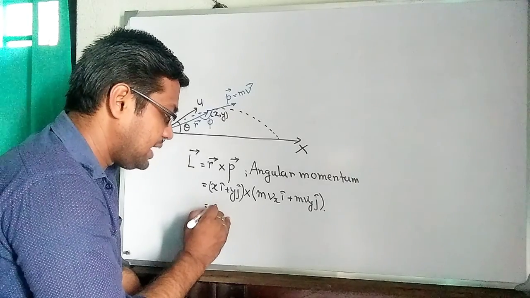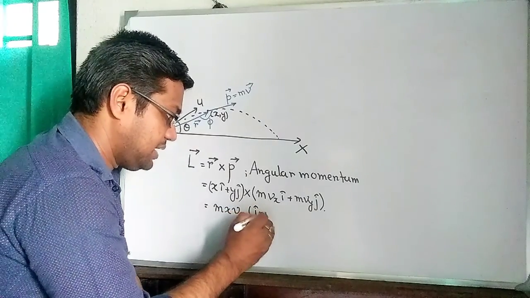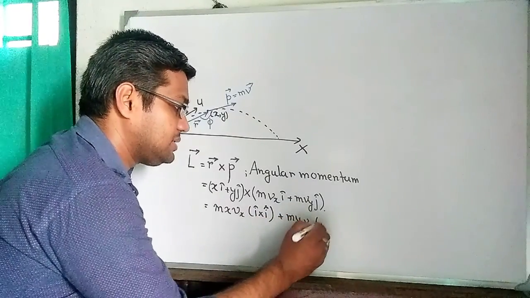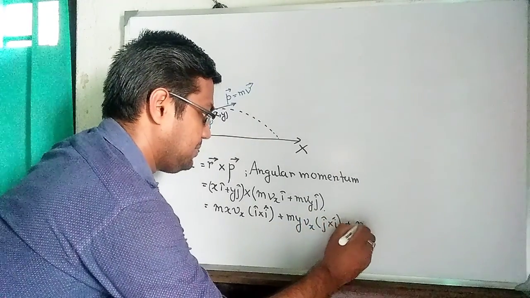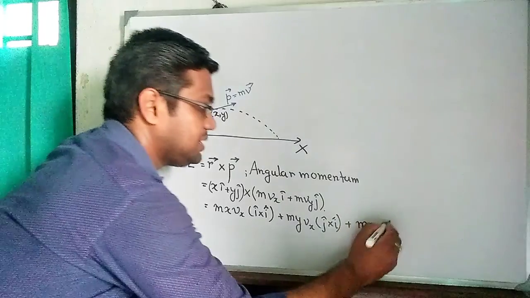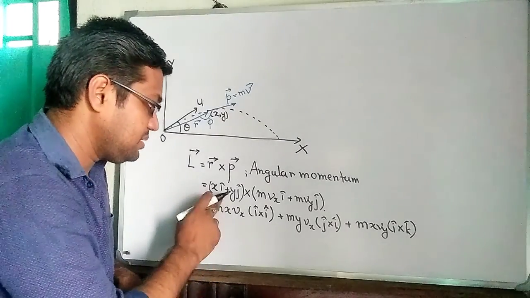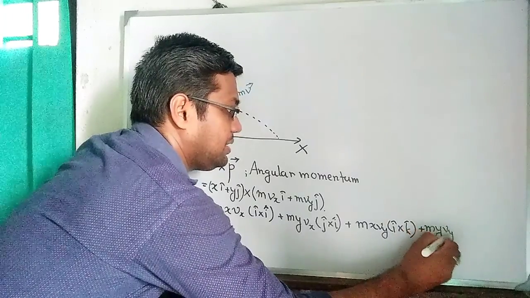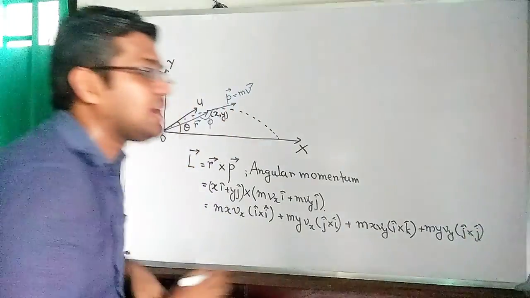So from here it is m x vx, i cross i, plus m y vx, j cross i, plus m x vy, i cross j, plus m y vy, j cross j. So this is the angular momentum vector.